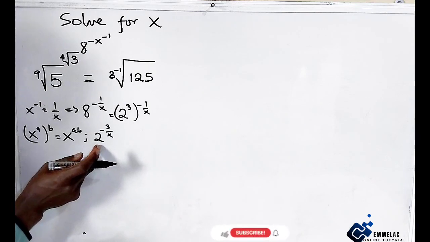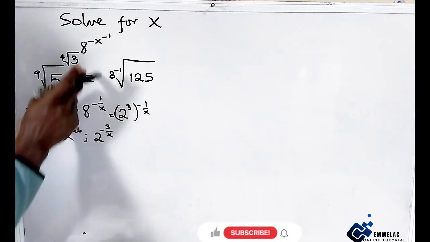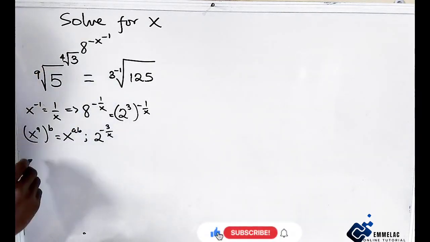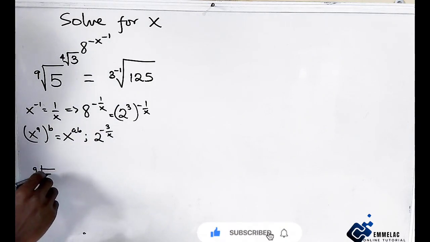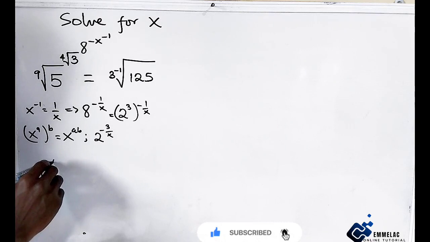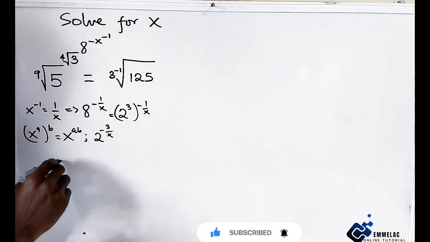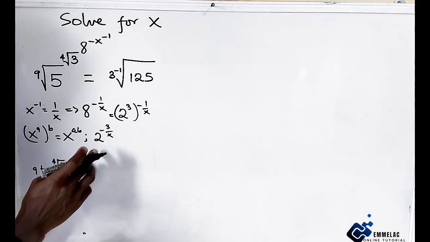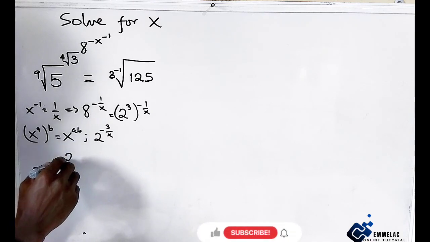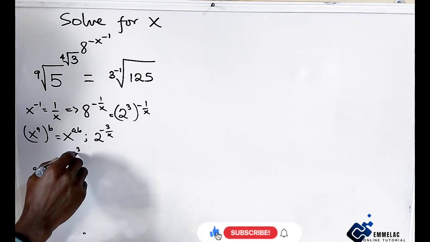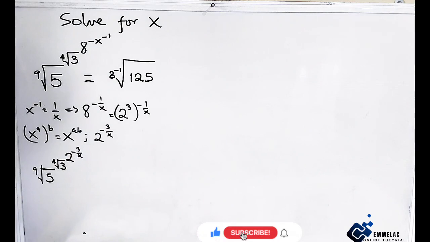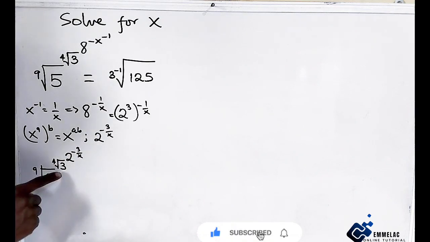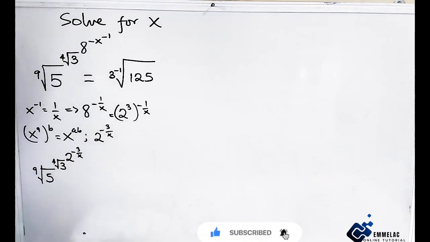Now we've solved this, so we are now left with the ninth root of 5, all raised to the power of the fourth root of 3, all raised to the power of 2 raised to the power of minus 3 over x, right? Now let us solve this first.